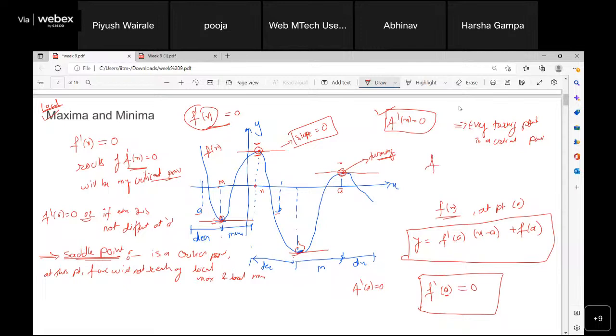But what if I am given any function, that is f of x, and I don't have the graph for that? In that case, what do we have to apply? We have to apply the second derivative test. So what is the second derivative test?